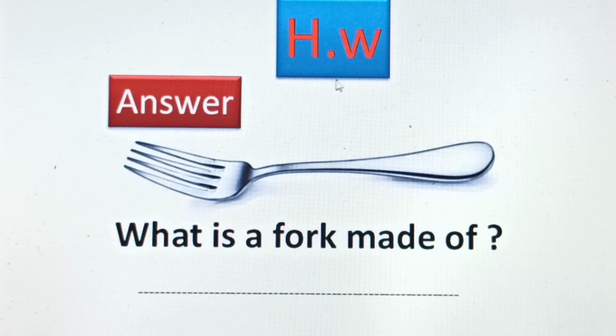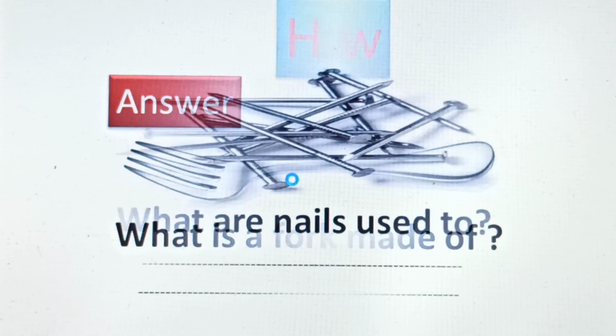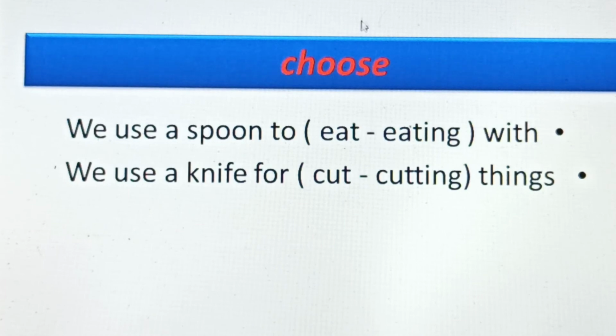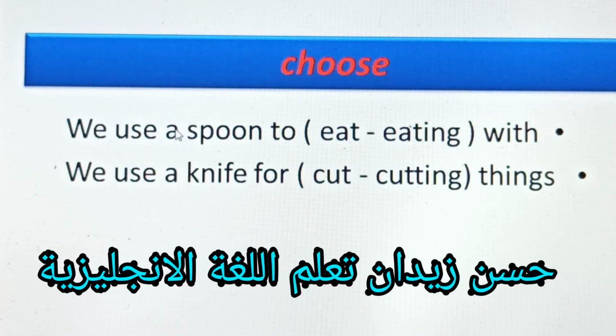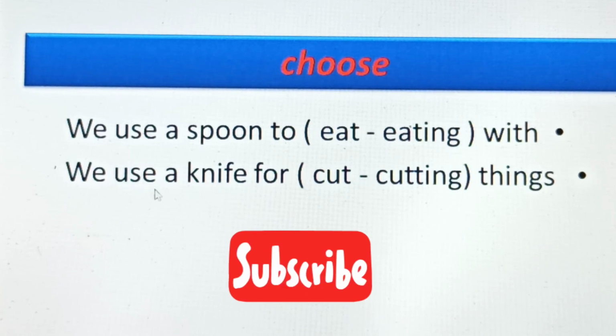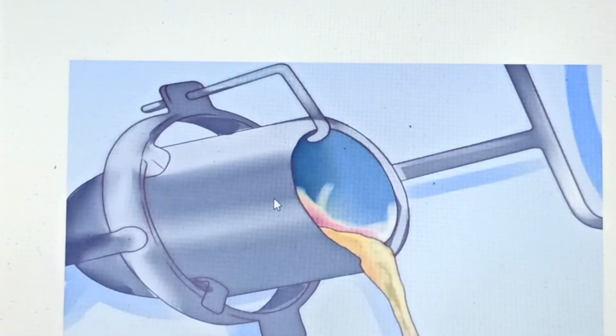اوكي تعال نشوف الهوم ورك بتاعنا الواجب. answer what is a fork made of؟ مما تصنع الملعقة. number 2 what are nails used to؟ فيما تستخدم النيلز المسامير. اوكي here choose we use a spoon to eat or eating with. نفتكر مع بعض بعد used to أصل الفعل. we use a knife for cut or cutting things. نفتكر مع بعض use for بيجي بعدها الفيرب ing.